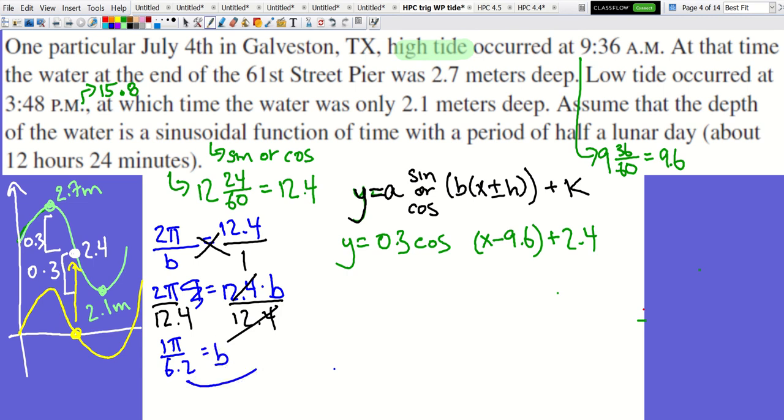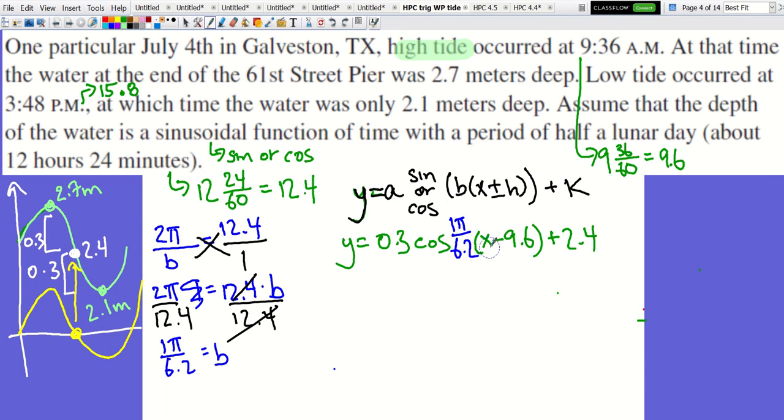So this gets placed right there. I'm going to get 1 pi over 6.2 as my coefficient. And that is your equation, folks. This equation will model the tides that are described previously in the problem. Now the cool thing with this equation is that the hardest part is actually getting this function. Once you get it, you can do some cool things with it.